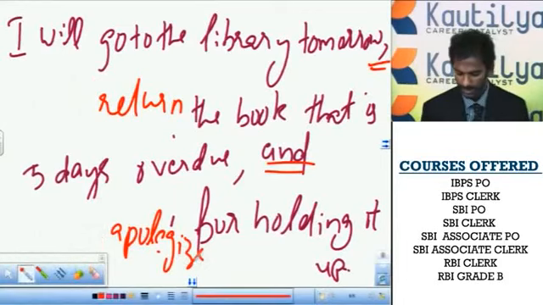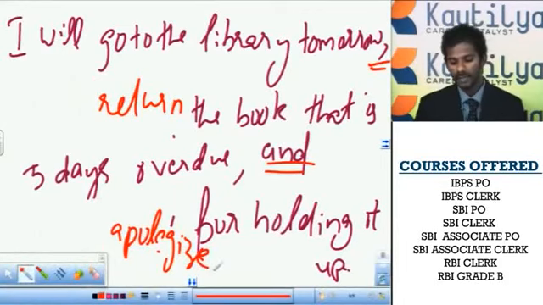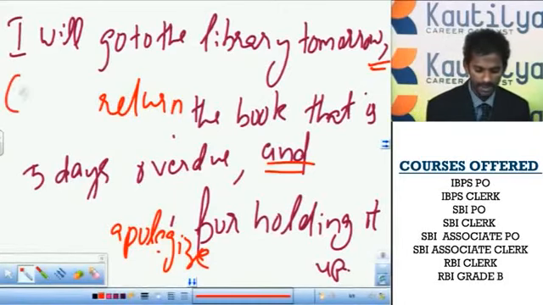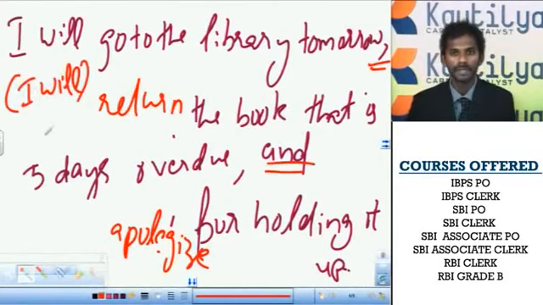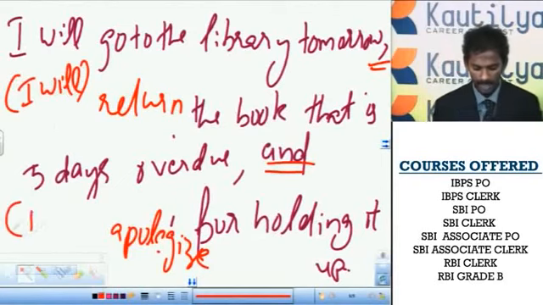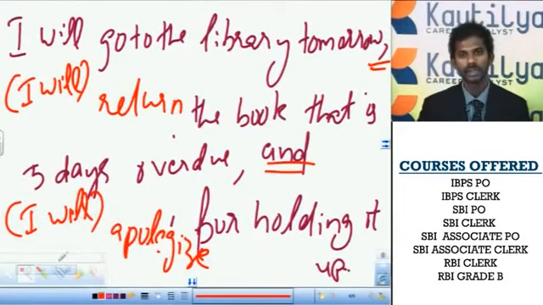Apologize for holding it up. So if I say I will go to library tomorrow, comma, return the book is same as I will return the book. I will is understood there. There is no need for you to repeat I will. So return the book is same as I will return the book. That is 5 days overdue. And apologize is same as I will apologize. I will is understood here. There is no need for us to repeat I will out here. Clear? So sentence can be just like this.